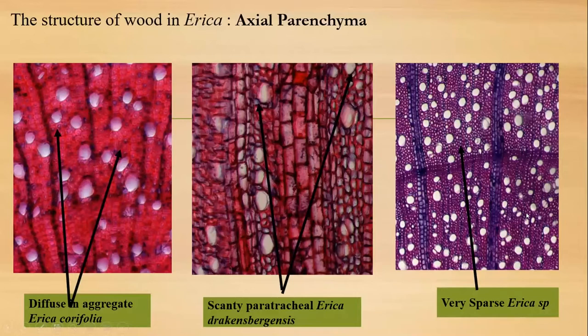While the third picture shows us a very sparse type, that is, scarce. They were scarce. You can count the number of axial parenchyma in this particular micrograph.